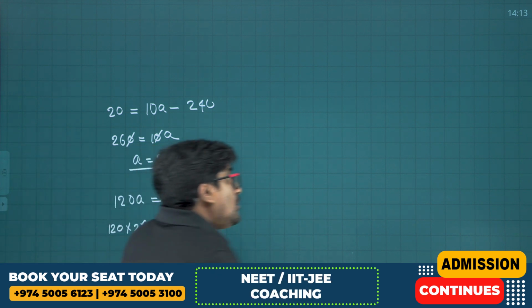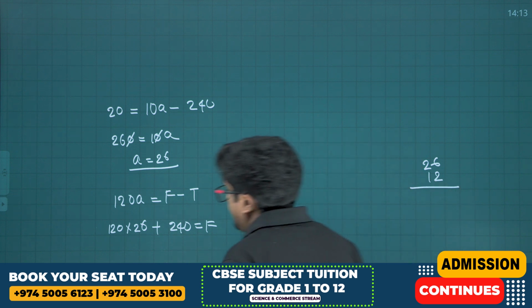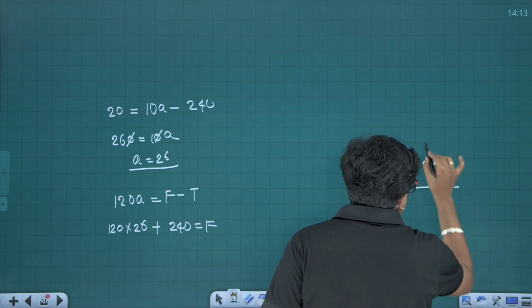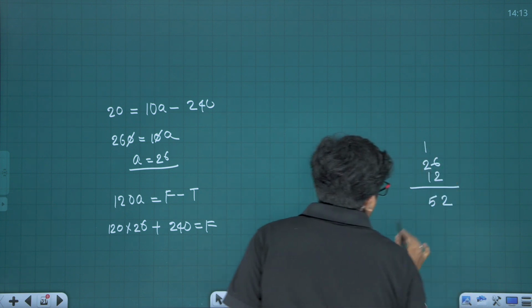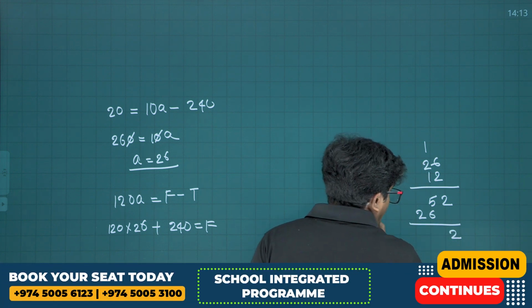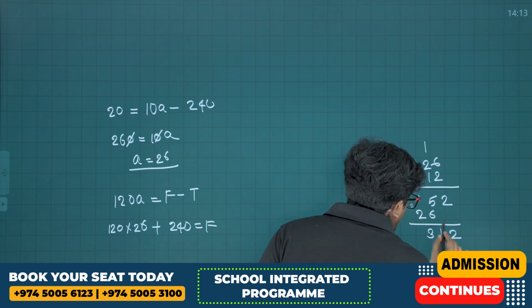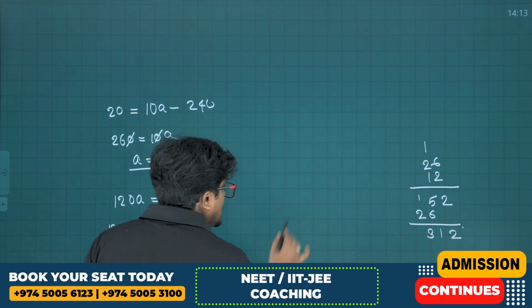Okay. Now 26 into 12, let me go for that first. 26 into 12. Here this is going to be 6 2s are 12. 1, 2 2s are 4, plus 1 it is 5. And here this is 26. So here this is 2, and here this is 1, and here this is 1. So it's 312. And while considering the 0, it's going to be 3120.